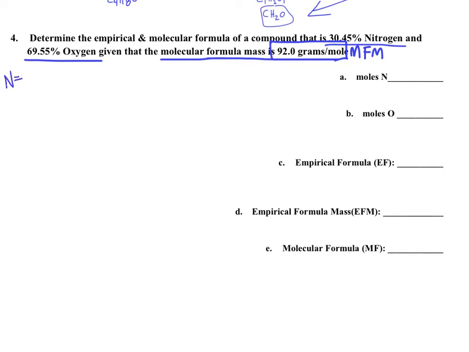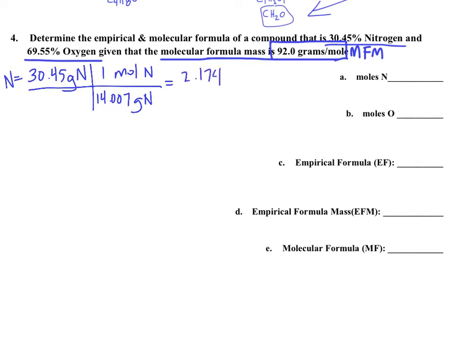Okay, so we're going to start with nitrogen. Nitrogen had a percentage of 30.45, which is 30.45 grams. And then I'm going to convert to moles. So 1 mole of nitrogen is equal to, on the periodic table, 14.007 grams of nitrogen. And when I convert nitrogen's grams to moles, I get 2.174 moles of nitrogen.